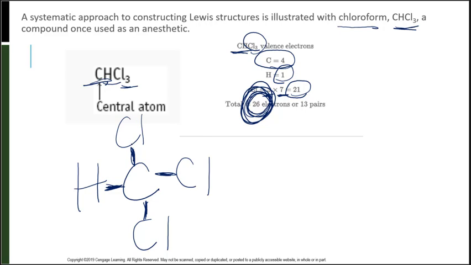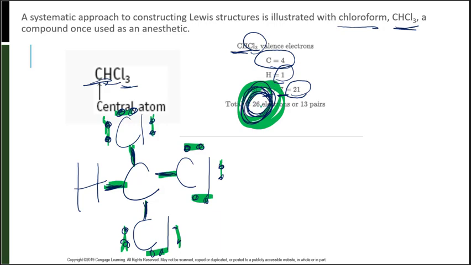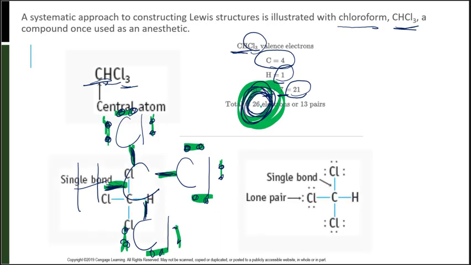But the top chlorine only has 2 electrons around it. So let's fill it up so it has an octet. 2, 3, 4, 5, 6, 7, 8. Let's fill up this chlorine, 3, 4, 5, 6, 7, 8. Let's fill up this chlorine. Now let's do an electron count. 2, 4, 6, 8, 10, 12, 14, 16, 18, 20, 22, 24, 26. All right, we hit our 26 electrons, and we should match with this.